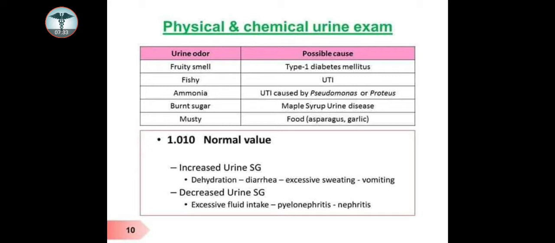The normal value of specific gravity is 1.010, but you can say that the range from 1.010 to 1.025 is considered normal. An increase in specific gravity is due to dehydration, diarrhea, excessive sweating, and vomiting. A decrease in urine specific gravity is due to excessive fluid intake, pyelonephritis, and nephritis.